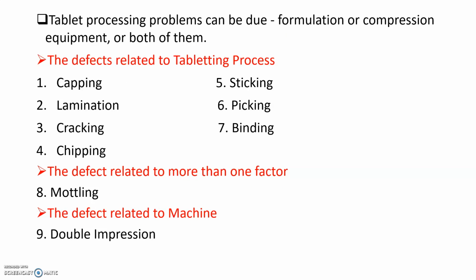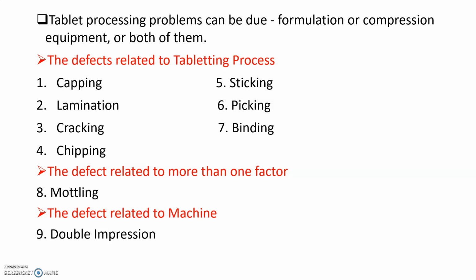So the tablet processing problems can be due to formulation, as we have seen, or equipment related, or both. During formulation, the defects can be classified. There are a number of defects due to formulation. The tablet is manufactured using the API plus excipients, and due to inadequate or excess amounts of these excipients, the defect arises. That's why we call them functional defects.